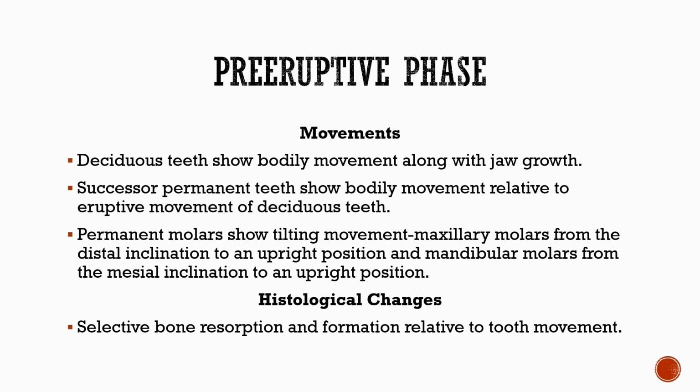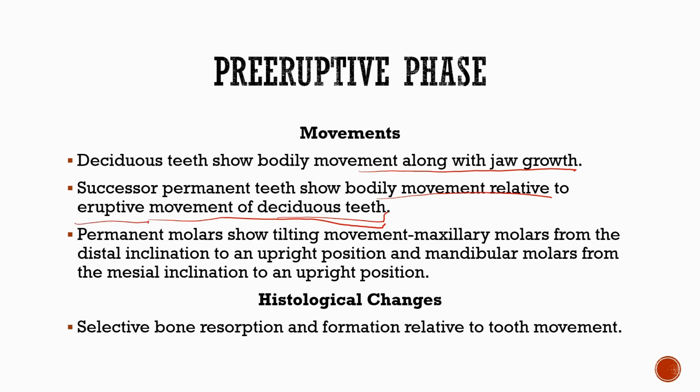These are the stages. In the pre-eruptive phase, there are some movements. The deciduous teeth show bodily movement along with the jaw growth. The successive permanent teeth show bodily movement relative to the eruptive movement of the deciduous teeth. So what does that mean? The successive permanent teeth show bodily movement, which means they emerge from their original position and move towards the occlusion position. The eruptive movement of the deciduous teeth means the deciduous teeth are erupting.